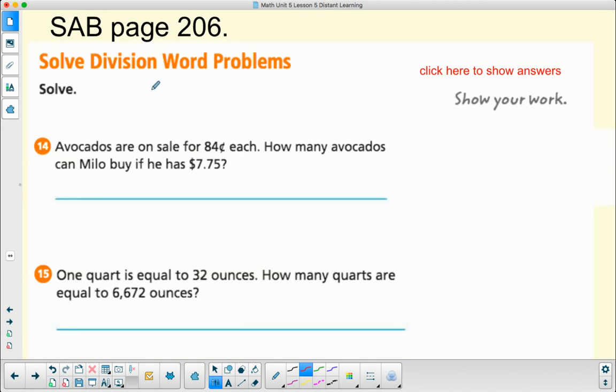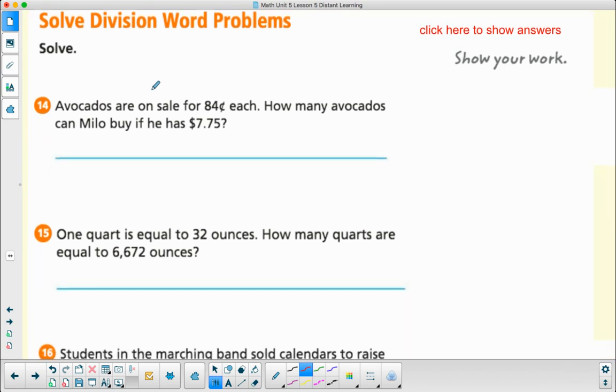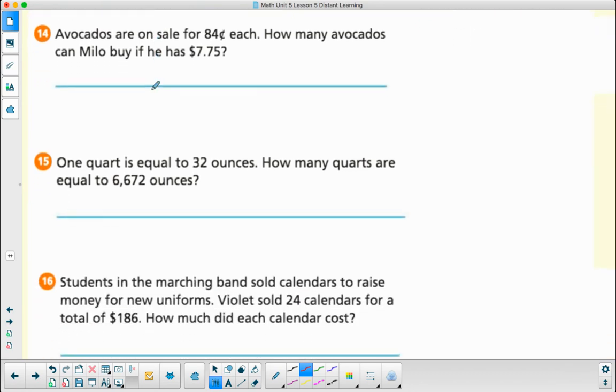The second page in Lesson 5.5 is Student Activity page 206. On page 206, you have to solve division word problems. Here you do need to interpret the remainder. So I will show you each of the problems so you can work them out.